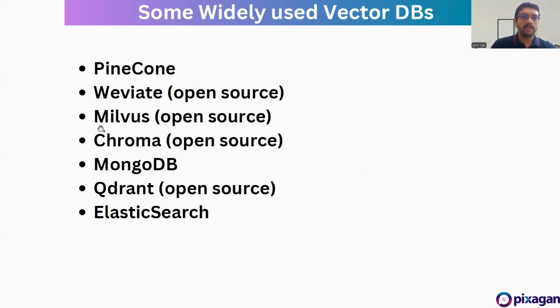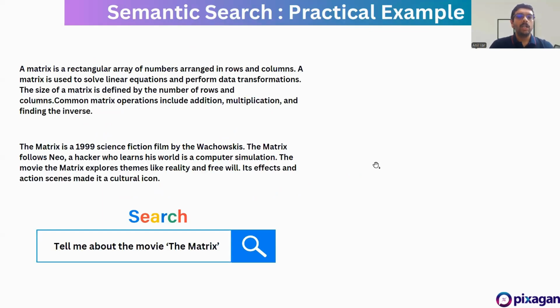There's Weaviate, there's Milvus, there's Chroma, there's MongoDB, there's Qdrant, Elasticsearch. Some of them are open source, so you can go and download them, modify them, run them locally. Some of these are commercial applications, right? Okay, so we've understood and looked at a number of different vector databases.